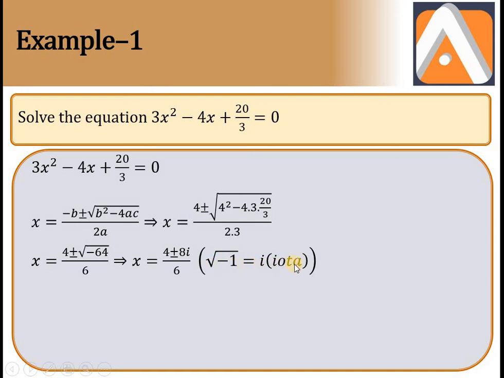i means iota. Okay, this is a term, iota. i means under root of minus 1. So this is called an imaginary number. The numbers which involve i are called imaginary numbers or complex numbers. Okay, so here you will get the roots are (4 plus or minus 8i) upon 6. Take 2 common and cancel on numerator and denominator. You will get (2 plus or minus 4i) upon 3.